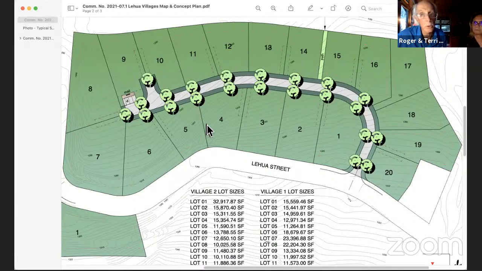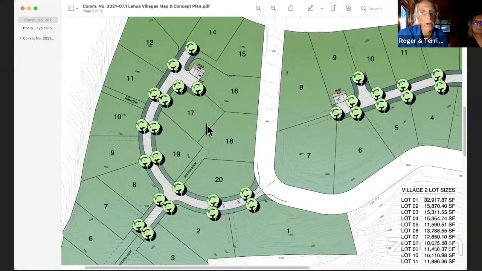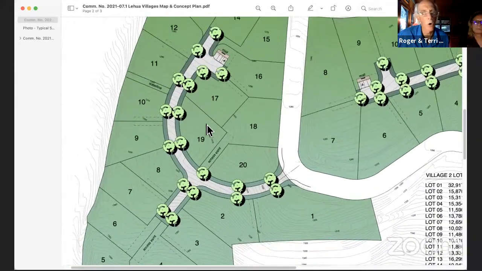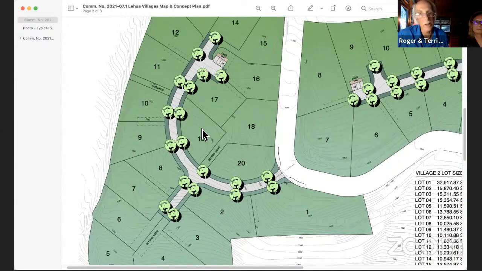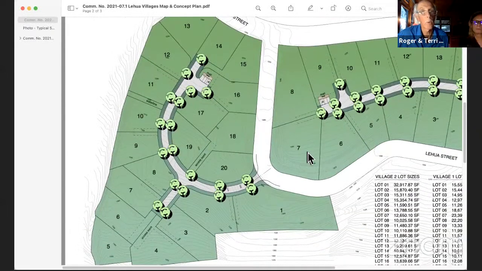Lehua Village 2, which is on the left side of your map there, will be market product, and that'll be lots or homes or some combination thereof. At this point, we're not certain, but we think it's highly likely that a number of those properties, maybe the majority, will also fall within the affordable housing pricing guidelines.